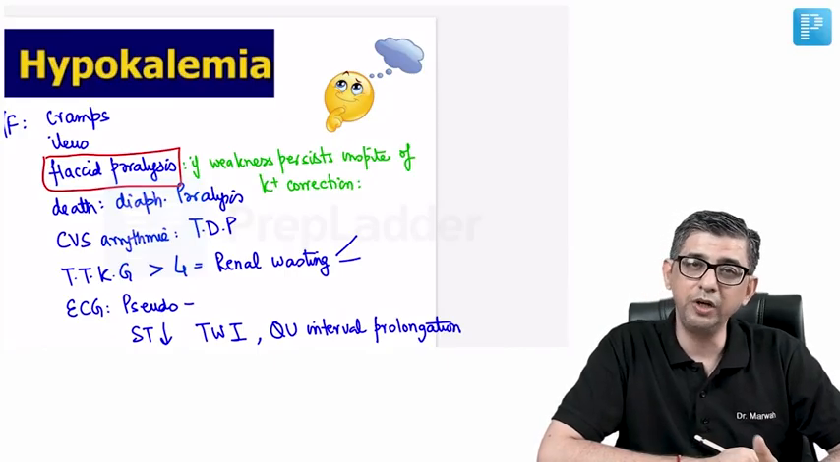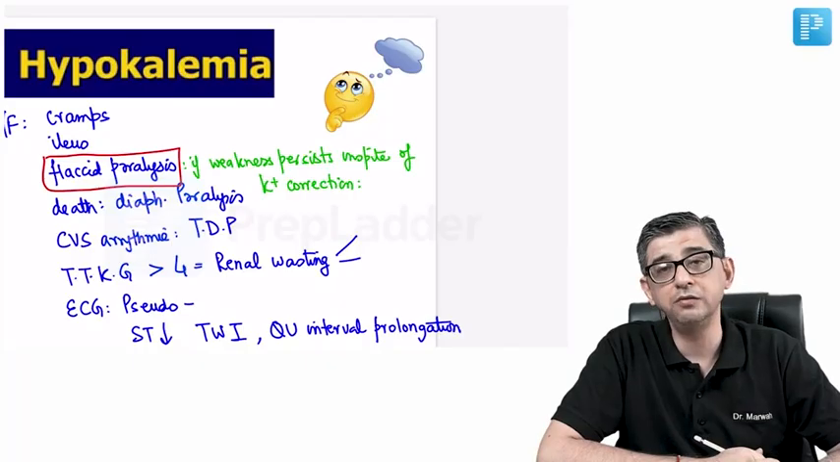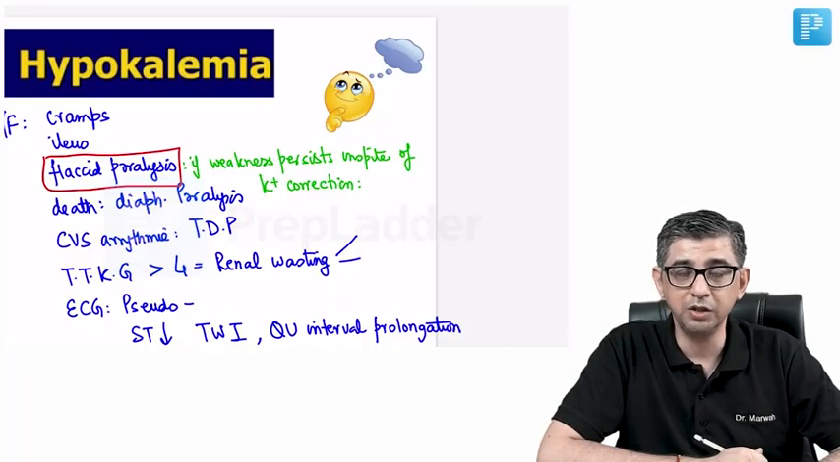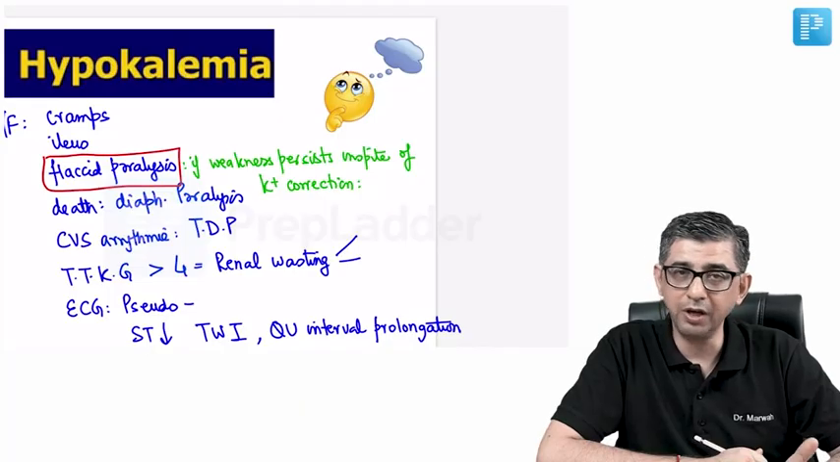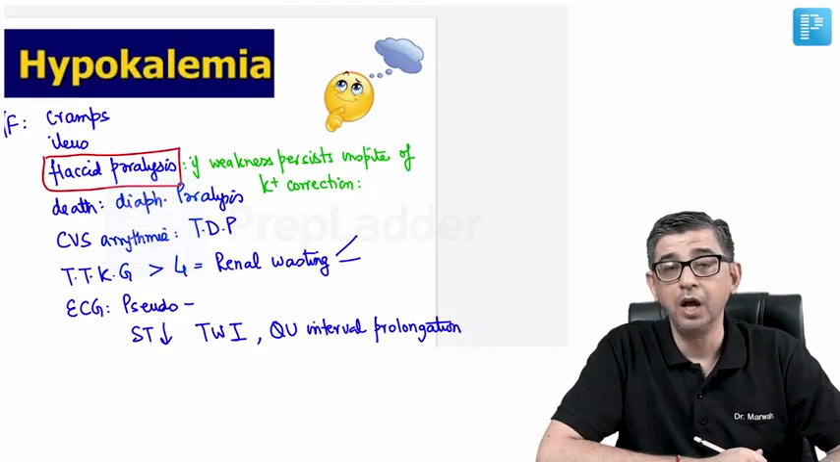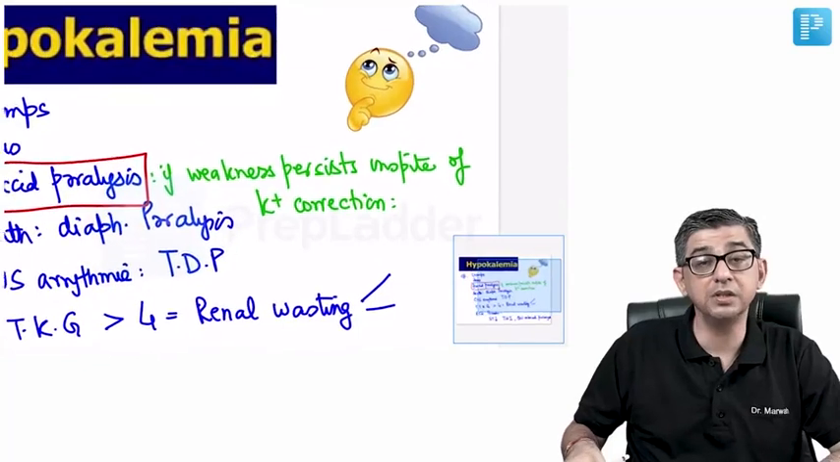But if the values are between 3 to 3.5, it is the oral correction which is to be done. And in our case, the potassium correction was given. If it was less than 3, IV correction was given. If it is between 3 to 3.5, oral correction was given. But still the weakness of the patient is persisting.